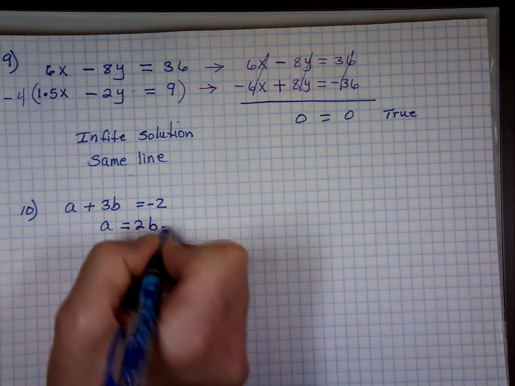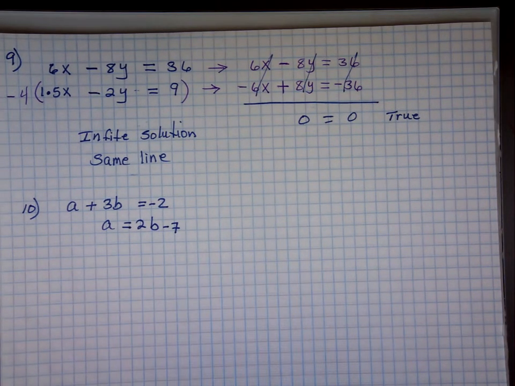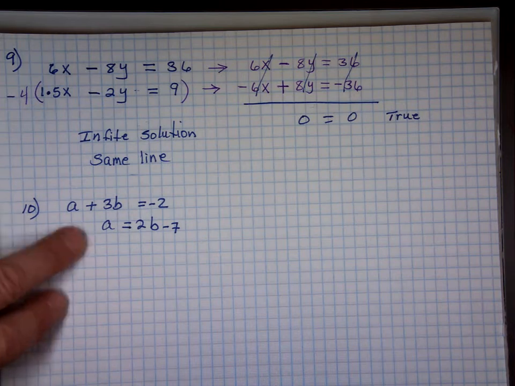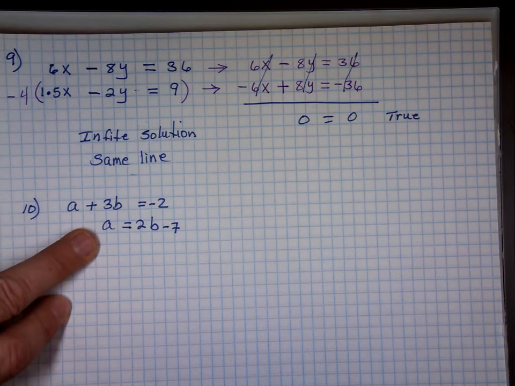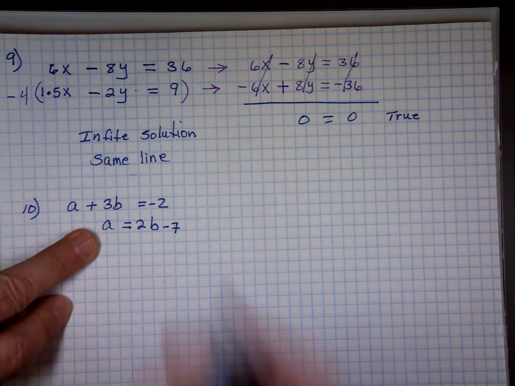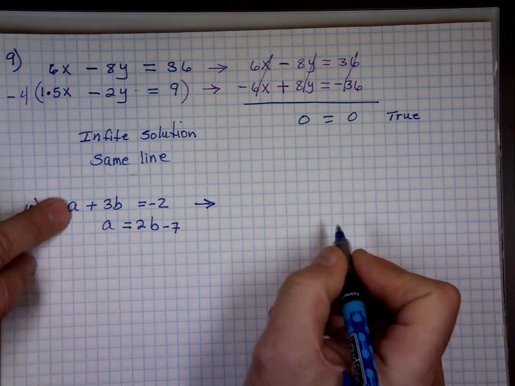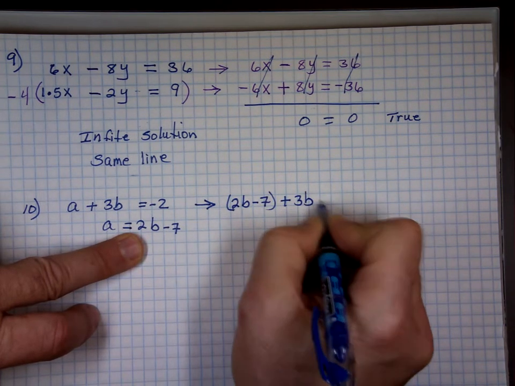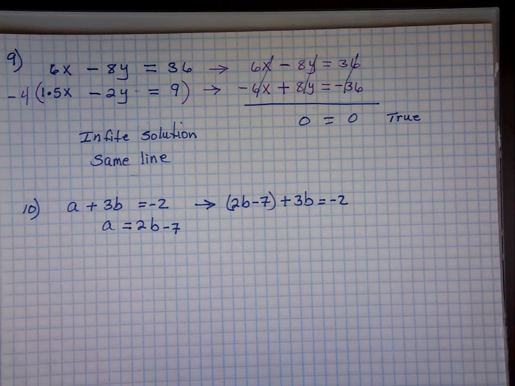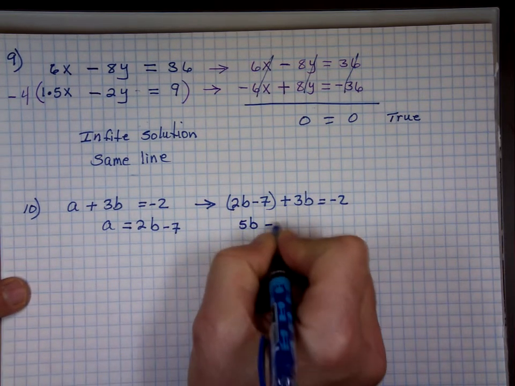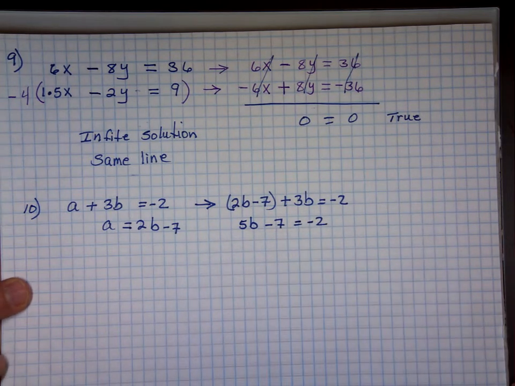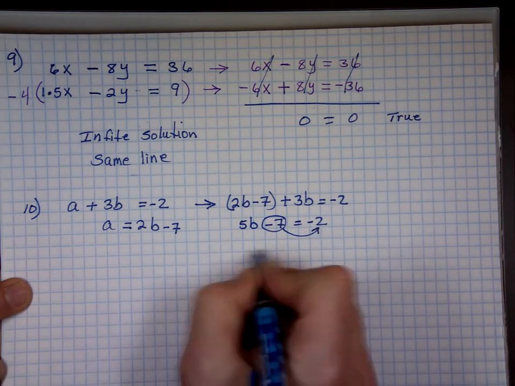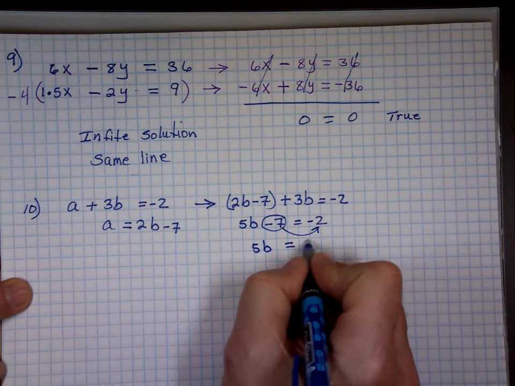If I have this, you really do not want to use elimination method for that one, because I already solved the problem for a for you. I gave you that. So substitution should be the first thing you want to be thinking about here. And substitution for this is take this equation, replace a with what? 2b minus 7 plus the 3b equals negative 2. What's 2b plus 3b? 5b minus the 7 equals negative 2. Take the minus 7 to the right side, becomes a plus 7. What is 7 minus 2? 5. What's b equal to? 1.